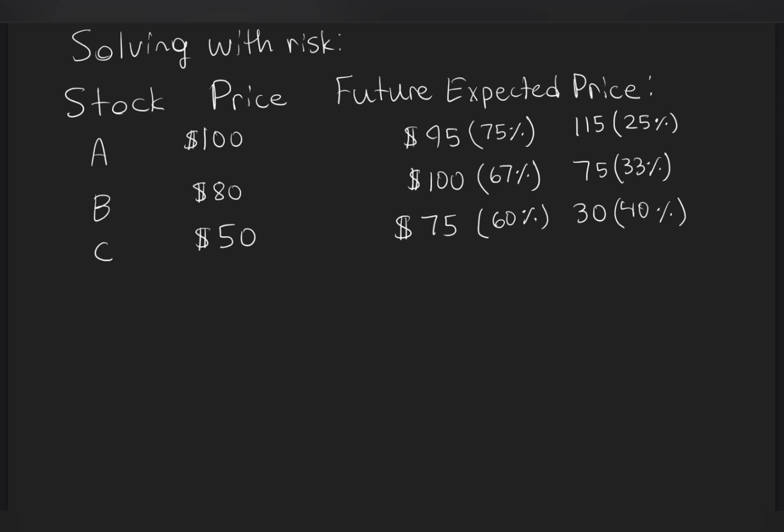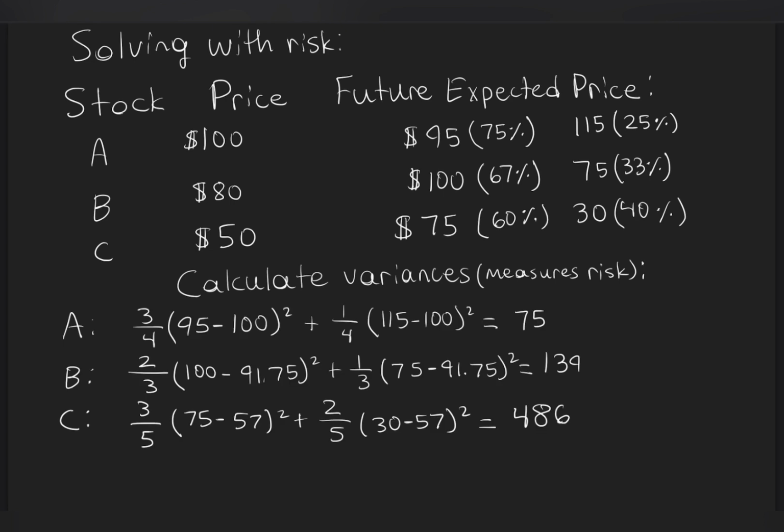Okay, so back to our problem. How do we calculate risk? What we're going to do is use something in probability known as variance. If we calculate the variances, we can measure the risk. The higher the variance, the more risky the stock is. Okay, so here are the variance formulas for each of the stocks.